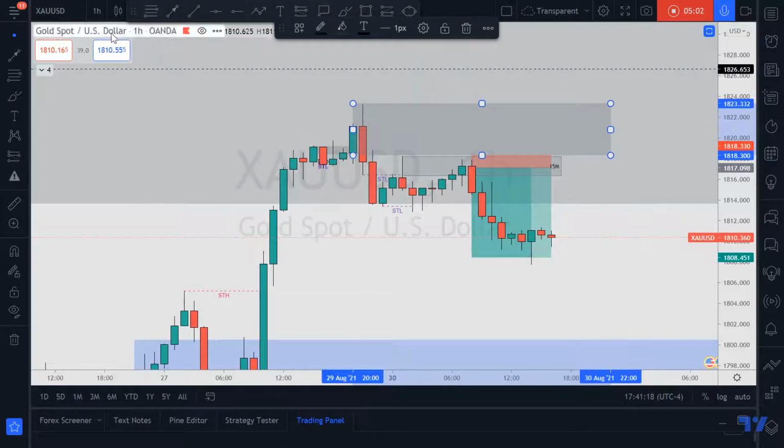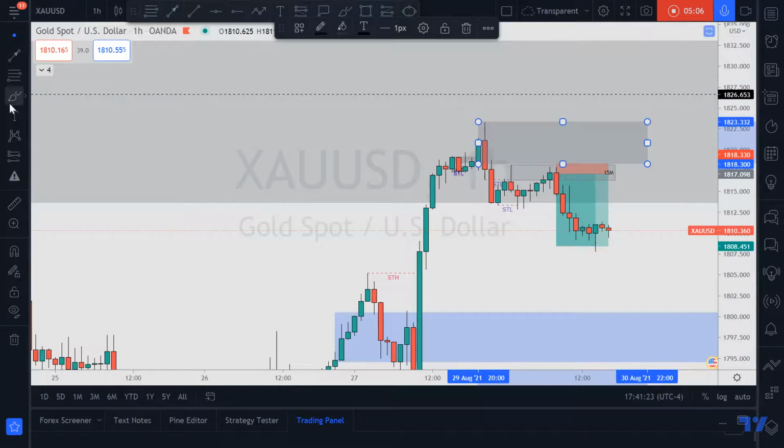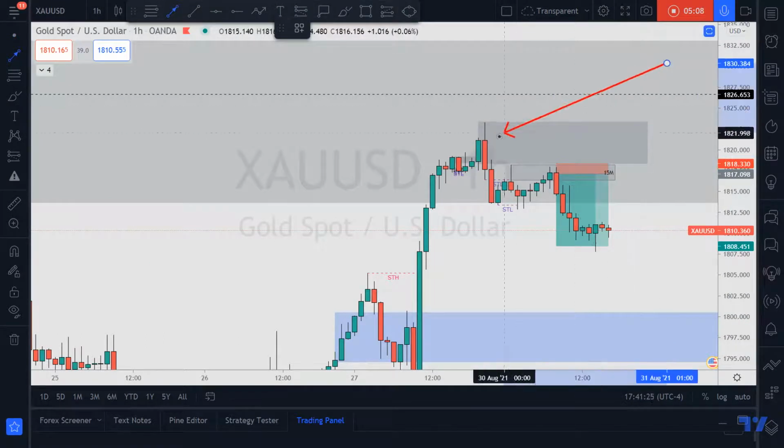Now, what do I want to see when you get these bearish order blocks? Where's my pointer? I lost my pointer. Okay. All right. What do you want to see?